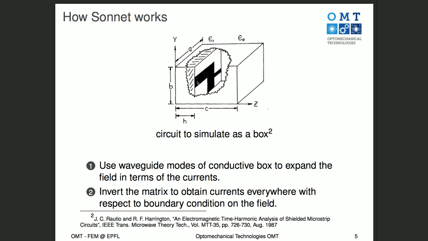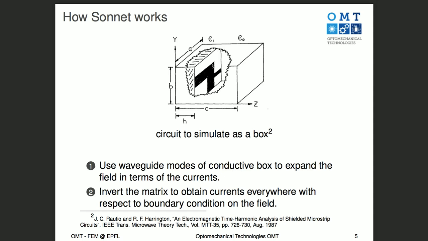And then what does Sonnet do? Well, Sonnet knows how to link currents on this surface to the modes, which will tell you how much electric field there is at this boundary. And this gives you some kind of big linear problem with some big matrix.